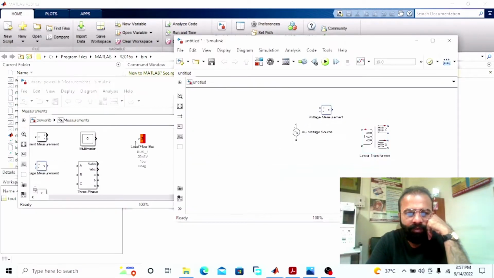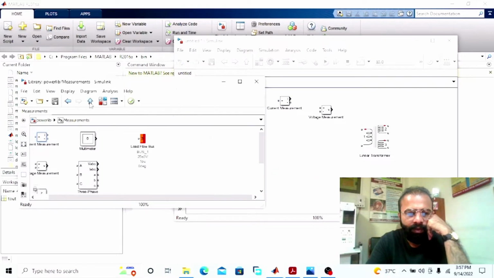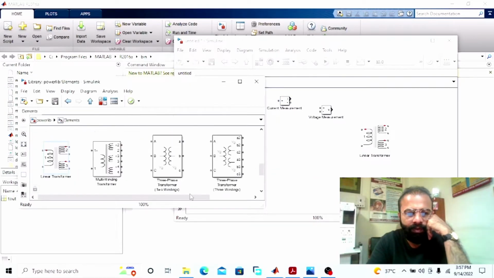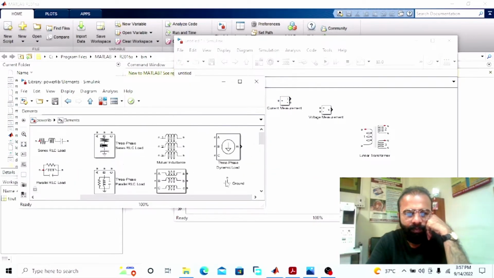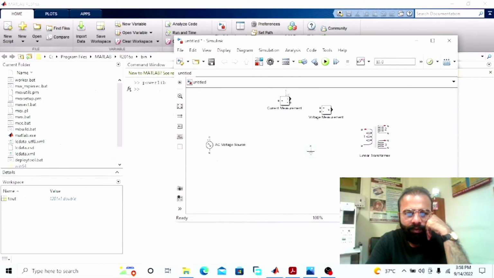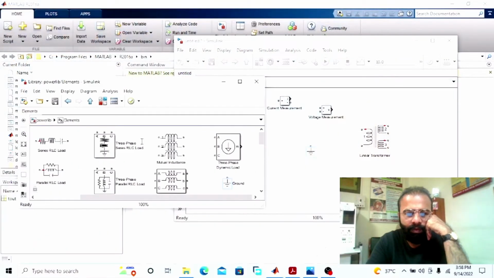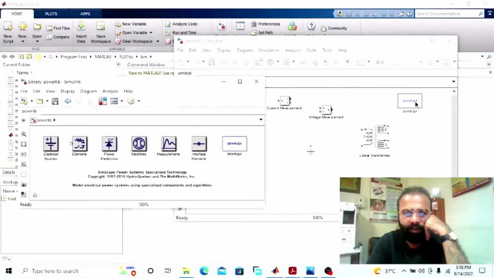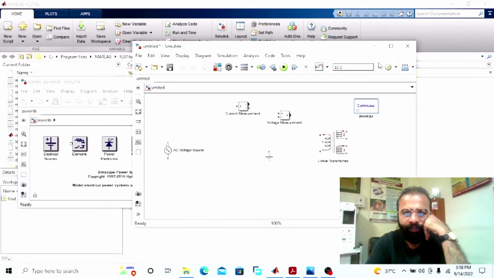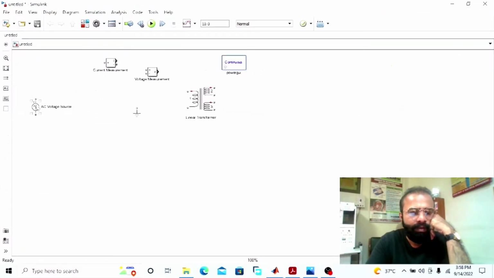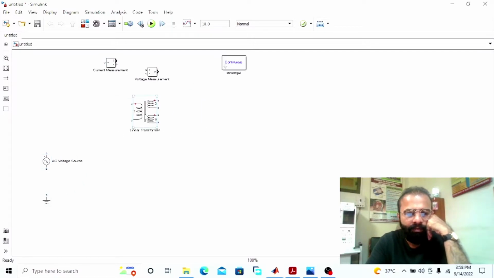We need voltage measurement. We need current measurement. Also we need ground. Also we need the Power GUI block. Now assemble the circuit as per the circuit diagram. Now this is a 3 winding transformer. Make it 2 winding.